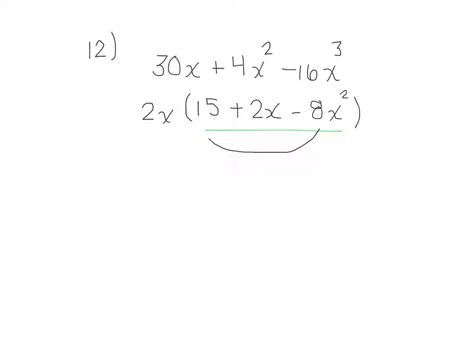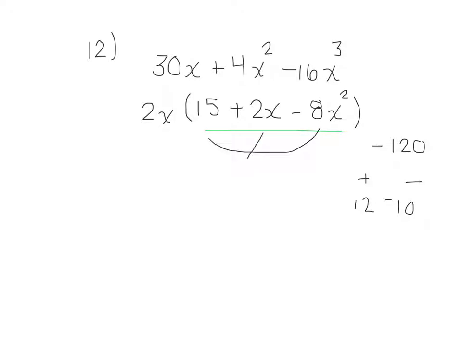If I multiply the 15 times negative 8, I get negative 120. I need to find two numbers that, when multiplied, equal negative 120, which means one has to be positive and the other has to be negative. And when I add them, they equal positive 2. Well, 12 times 10 is 120. If the 10 was negative, then they would add up to 2.